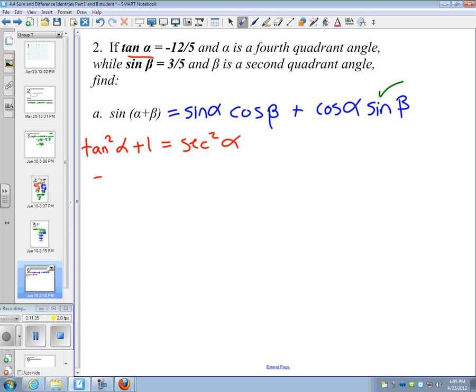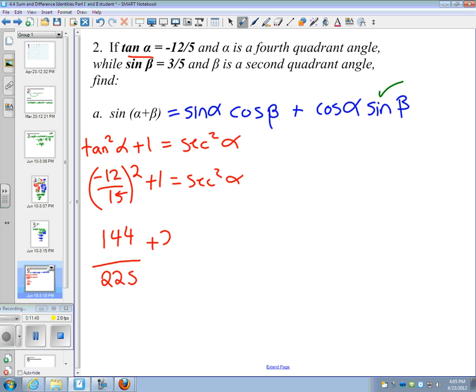Okay, so I have negative 12/5 squared plus 1 is equal to secant squared. This is 144 over 25 plus 25 over 25 is equal to secant squared. And I'm going to skip a couple steps.